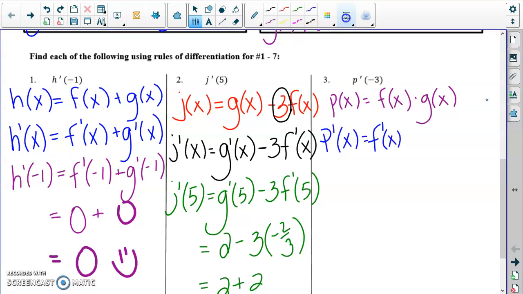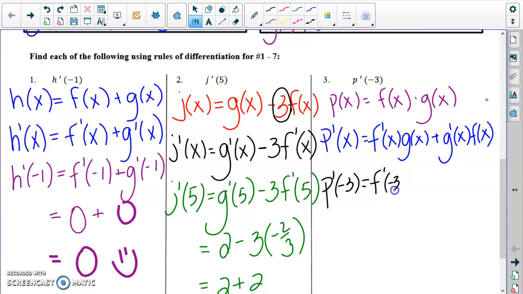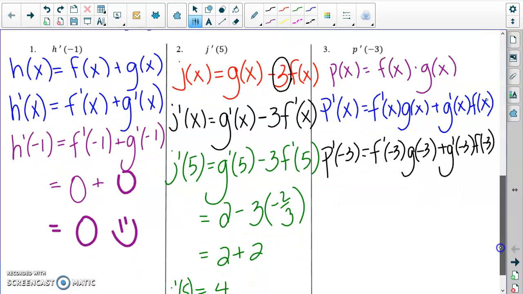I apologize. Okay. Times g of x plus the derivative of the second function, g prime of x, times f of x. Okay, and now I want to evaluate this at -3. So p prime of -3 equals f prime of -3 times g of -3 plus g prime of -3 times f of -3.